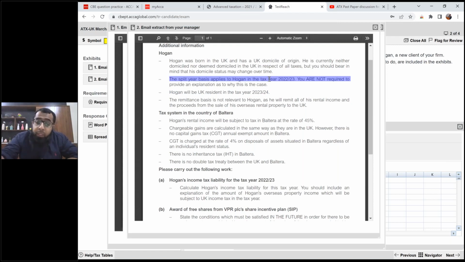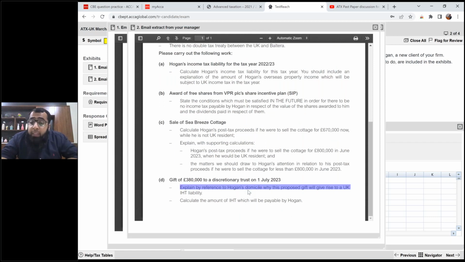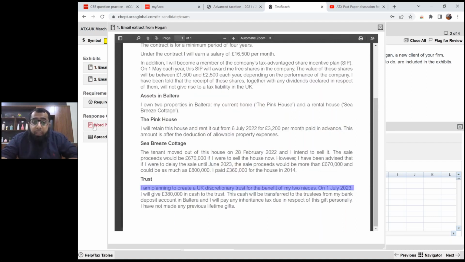Okay, let's read the requirement. What he's saying: explain by reference to Hogan's domicile why this proposed gift will give rise to UK IHT liability. Okay, why this gift will give rise to UK IHT liability. Now listen to me carefully while I draft the answer.